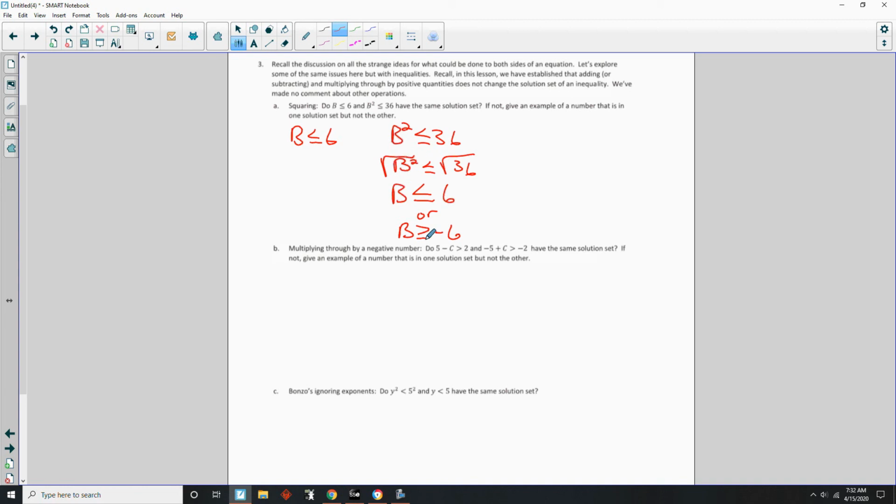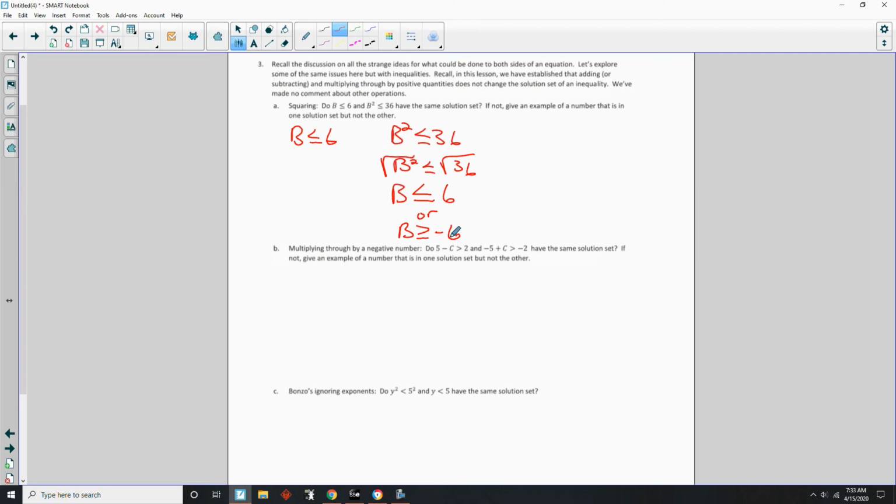Okay, and let's check that. If I put 7 in for b, 7 squared is 49. That is not less than 36. But if I put 6 in, it's equal. If I put 5 in, 25 is less than 36. If I put 4 in, 16 is less than 36. If b was 3, 9 is less than 36. If this was 2, 4 is less than 36. B is 1, 1 is less than 36. B is 0, 0 is less than 36, and so on and so on.